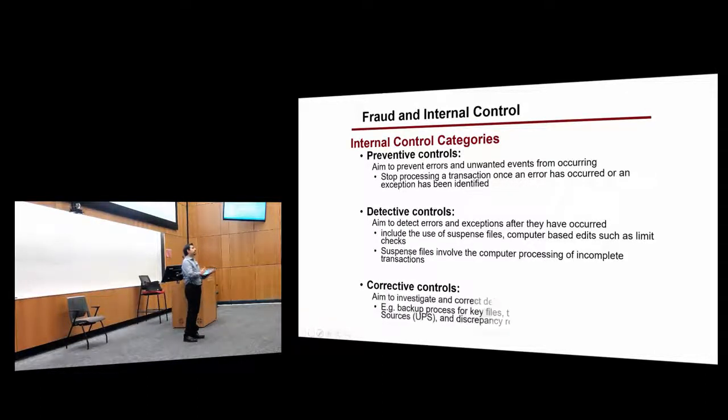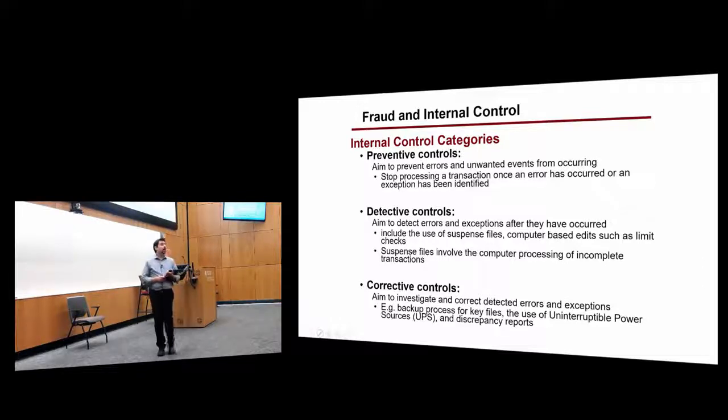Third one is corrective controls. This is where the company might actually have controls, and the controls are not just related to transactions. Controls could also be, for example, preventing your data from being lost, backing up your data, having uninterrupted power supplies, etc. Okay?